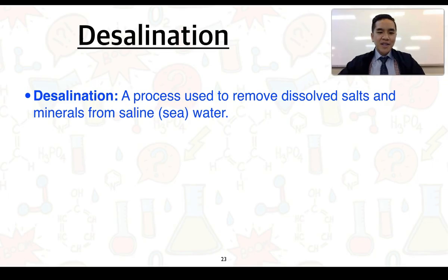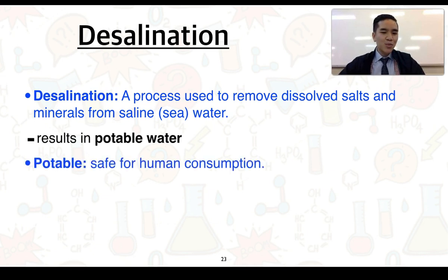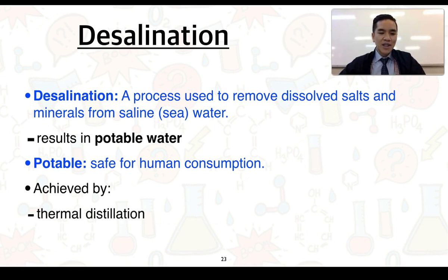So desalination is a process that is used to remove dissolved salts and minerals from saline or seawater. This then results in potable water, and potable water essentially means it's safe for human consumption, but also human use. This can be achieved through one of two ways. It can be thermal distillation or reverse osmosis.